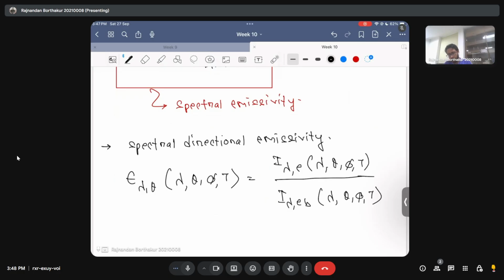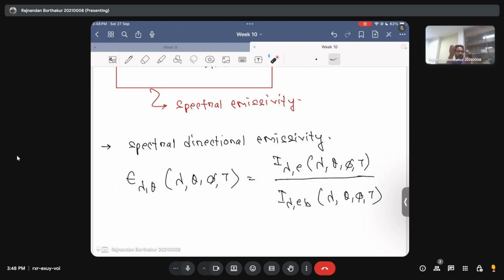So now the spectral directional emissivity is defined as this epsilon lambda theta, and you can see that now this is a function of wavelength, and also it's a function of direction as well. So you can now understand the hierarchy, right? So we define the total emissivity, which is not a function of direction and wavelength, it is just the total quantity.